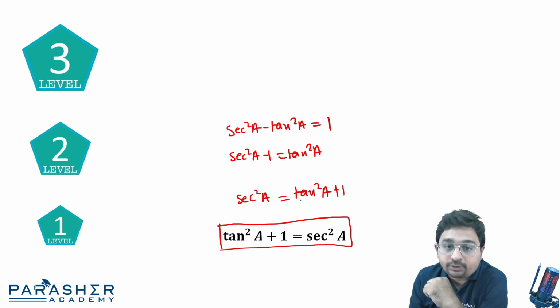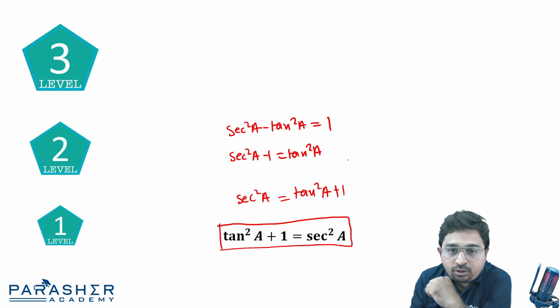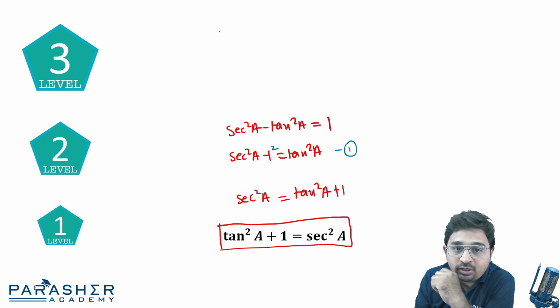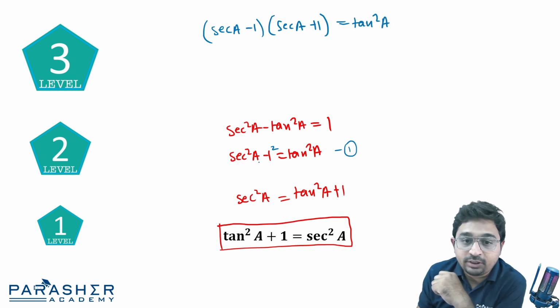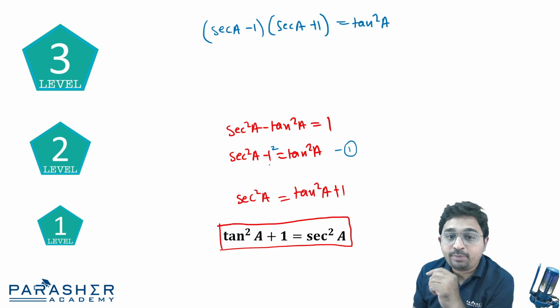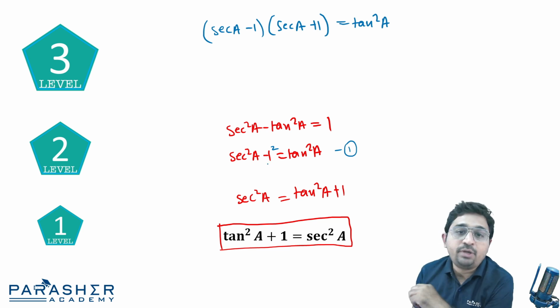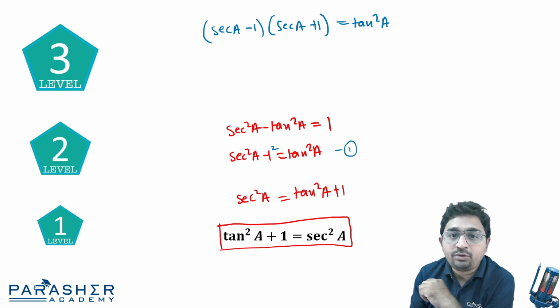Apart from it, it doesn't stop there. If you see equation 1, this can be written as secant square A minus 1 equal to tan square A. Does it ring a bell? Hopefully, it gives you an idea that secant A minus 1 into secant A plus 1 would become tan square A. So you saw secant square A minus 1, which is of the format a square minus b square. You wrote it as a minus b into a plus b. So secant A minus 1 into secant A plus 1 is equal to tan square A.